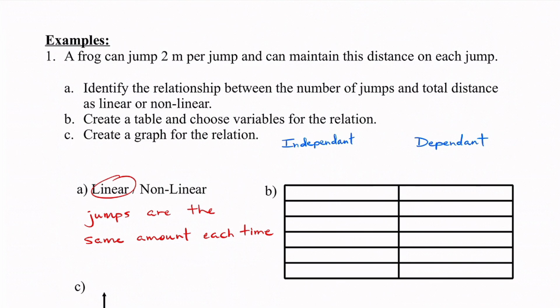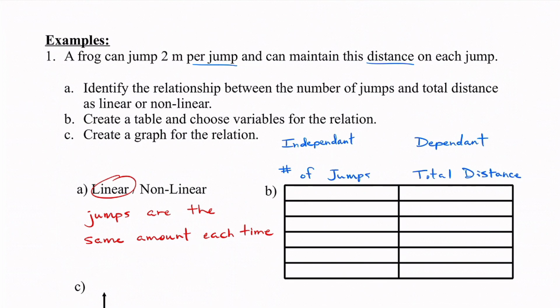Now in this case we have the number of jumps that we're going to be taking, and we're also going to have the total distance that we have traveled. So the number of jumps, this is going to be the independent variable because we get to choose how many jumps we're going to be doing. So number of jumps, that's going to go on the left side. And then the dependent variable, that is the total distance, because depending on how many jumps we take, we are going to travel a certain amount of distance.